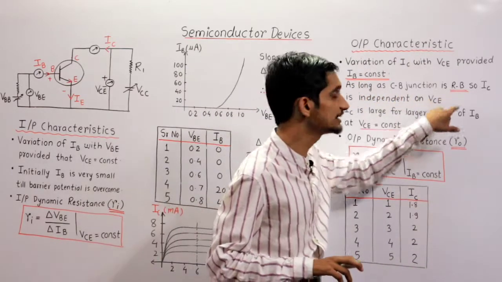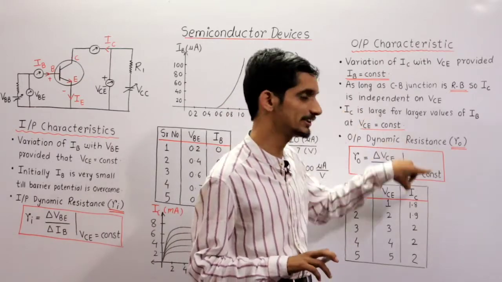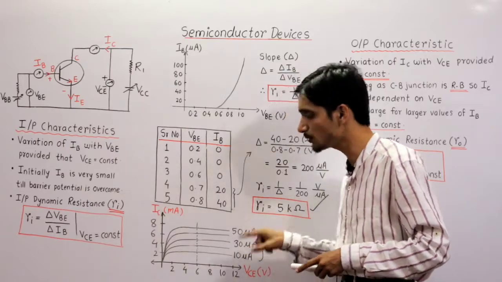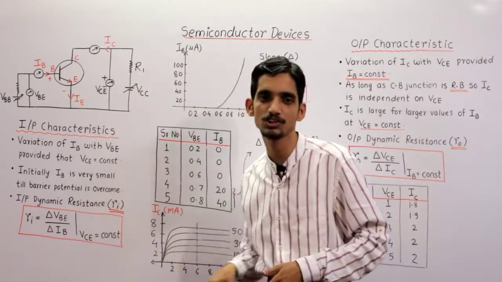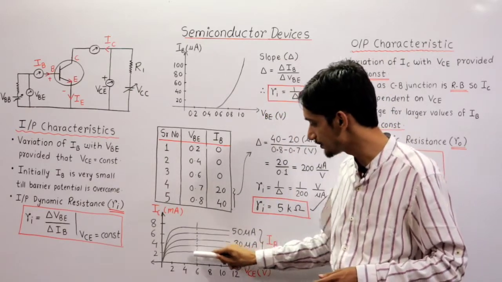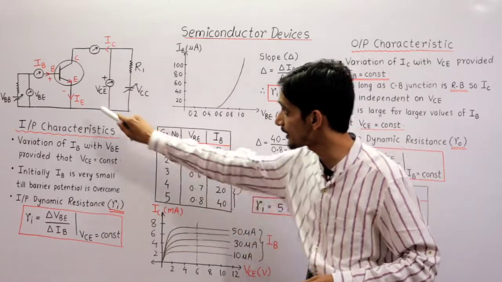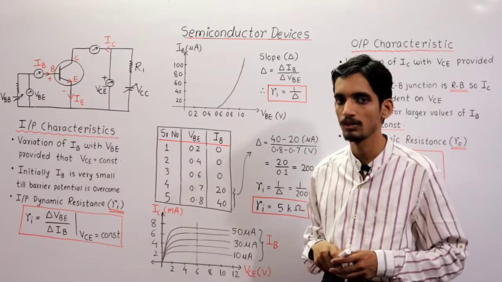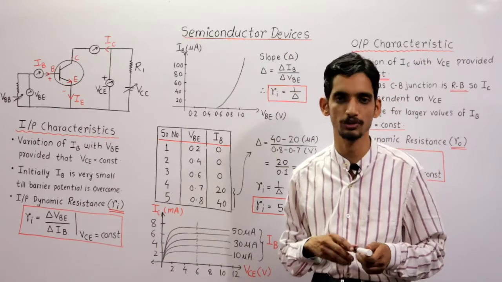Collector to base junction is reverse biased. So IC is independent of VCE. It means even though you are changing VCE, that is the collector to emitter voltage, there is no change in the collector current, provided IB, which is the base current, is constant. Clear? Okay. What is the reason for that? Reverse bias of collector to base junction.